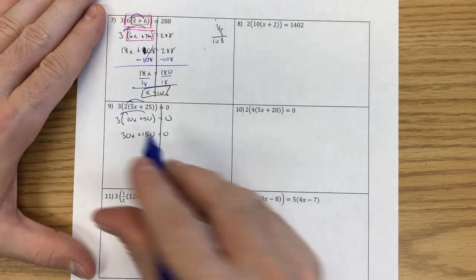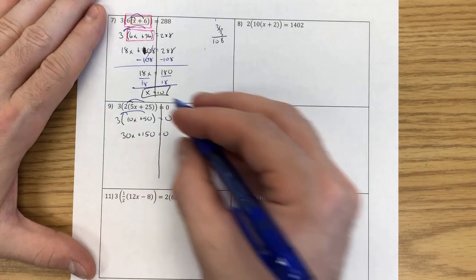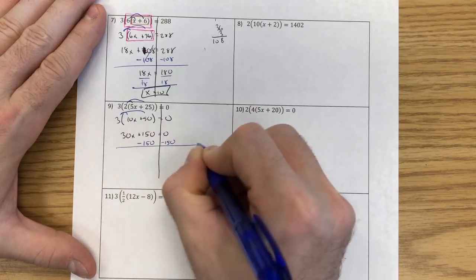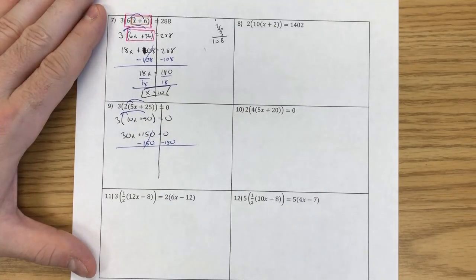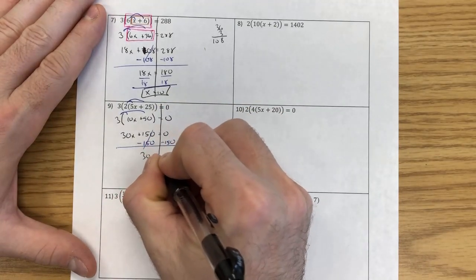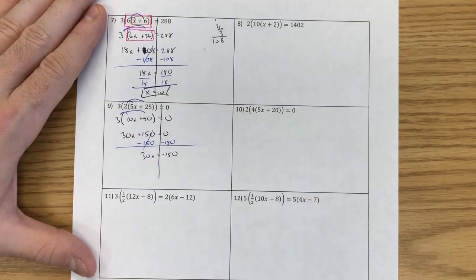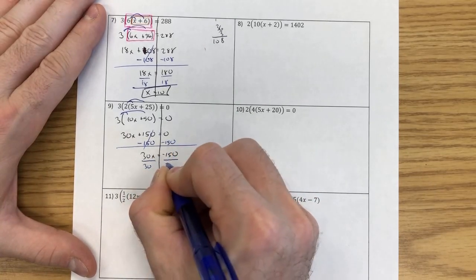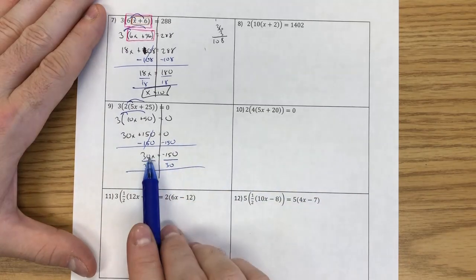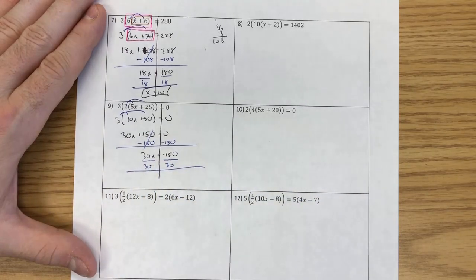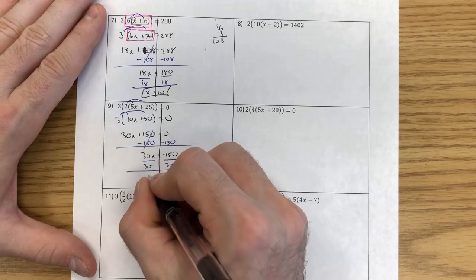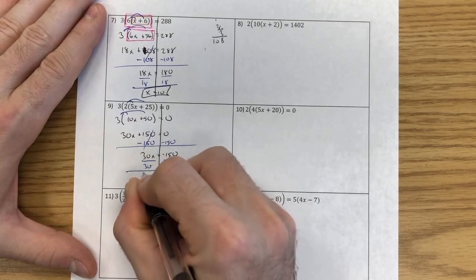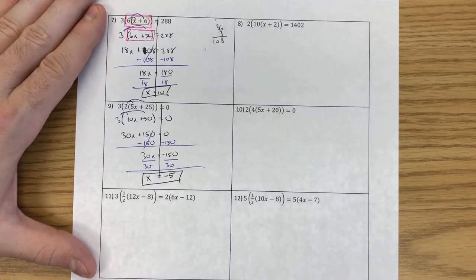Now that I've cleared all sets of parentheses, I'm going to start solving for my variable, which means I need to remove this 150 over here. And once my x term is completely isolated, I get rid of the coefficient by undoing that multiplication with division. So I get x is equal to negative 5. Perfect.